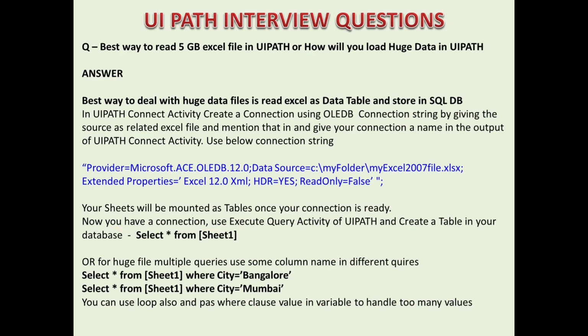For that you can use the UiPath execute query activity, and then you can run a select query, select star from sheet 1 like that. Or let's say if you have very huge data, then you have to find some column which you can use in SQL queries. So let's say there is a city column, so you can first select star from sheet 1 where city is Bangalore, and then the next query can be select star from sheet 1 where city is Mumbai. These queries you have to run in different execute query activities of UiPath.